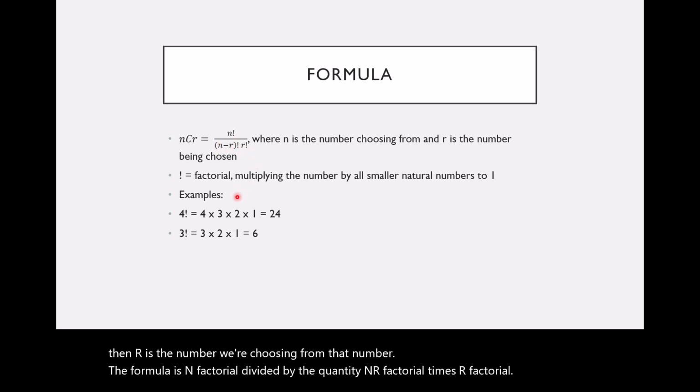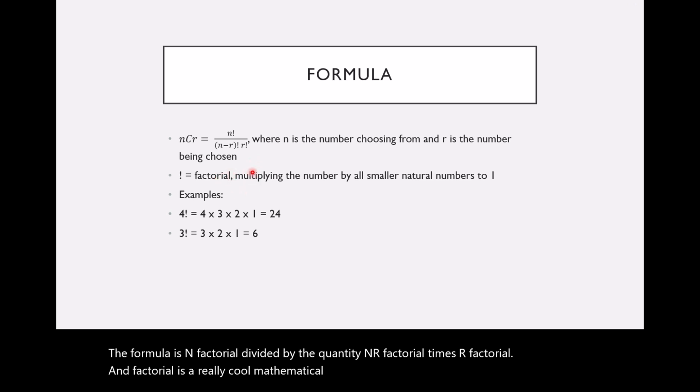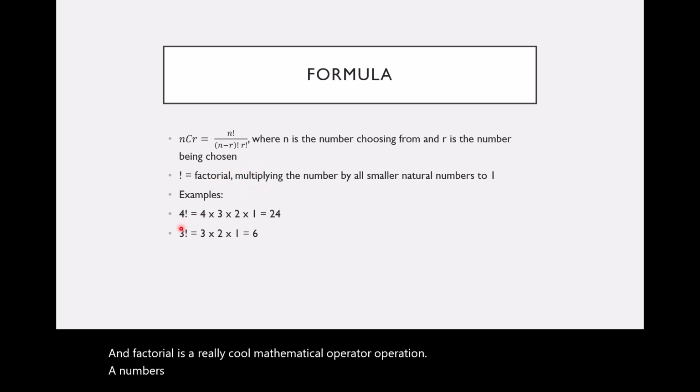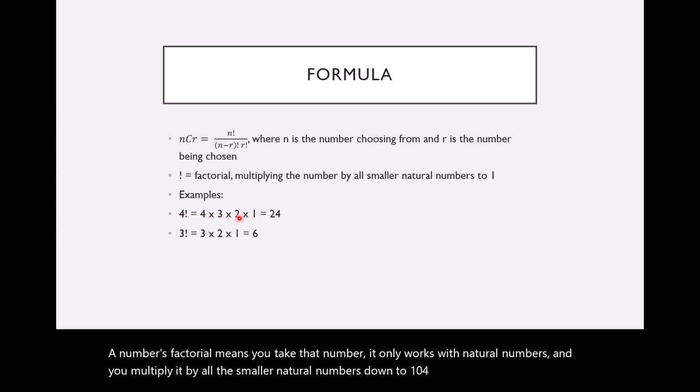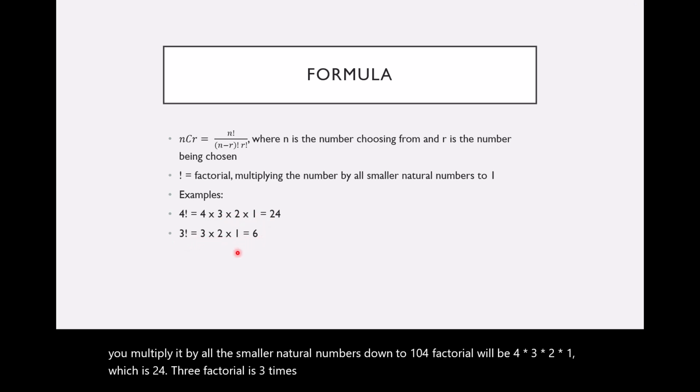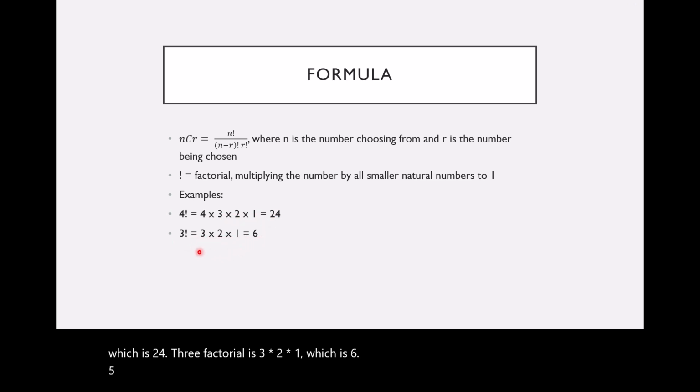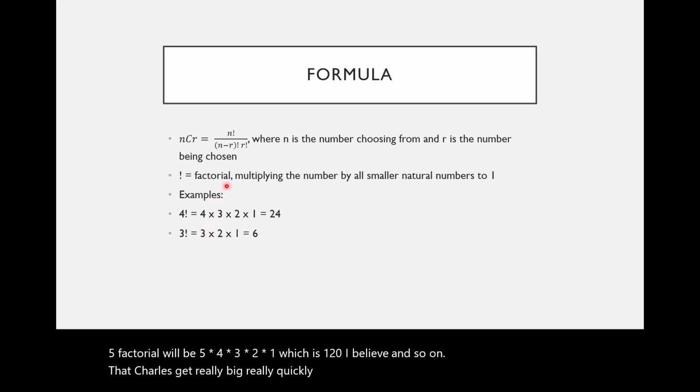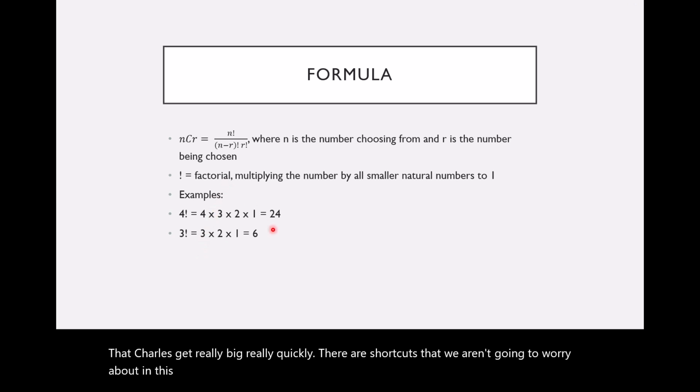And factorial is a really cool mathematical operation. A number's factorial means you take that number, it only works with natural numbers, and you multiply it by all the smaller natural numbers down to 1. So 4 factorial will be 4 times 3 times 2 times 1, which is 24. 3 factorial is 3 times 2 times 1, which is 6. 5 factorial will be 5 times 4 times 3 times 2 times 1, which is 120, I believe, and so on. Factorials get really big really quickly. There are shortcuts that we aren't going to worry about in this class for dealing with big ones because it's outside of what we need to worry about. But factorials are cool.